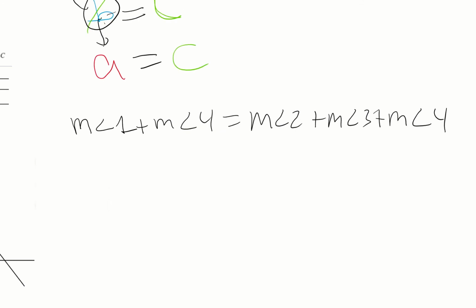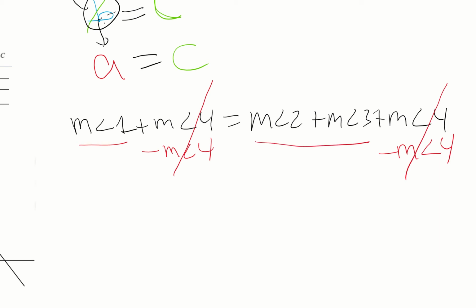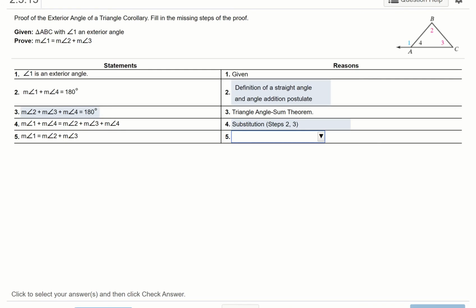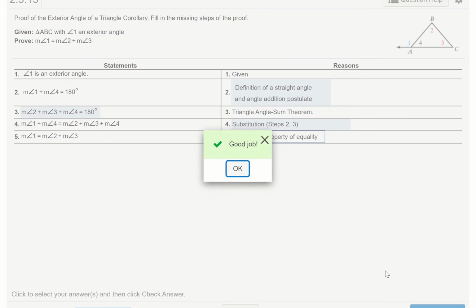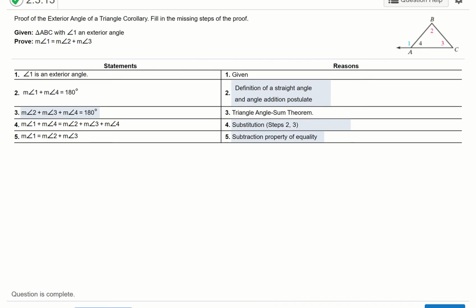And so what we want to do is get rid of the measure of angle 4 by subtracting it on both sides, because it's the same thing on both sides, so we can cancel it. And therefore, we're left with angle 1 is equal to angle 2 plus angle 3, which is what we set out to prove. This property is known as the subtraction property of equality, when you're subtracting the same number on both sides. All right, and we proved the corollary. We proved the theorem here.